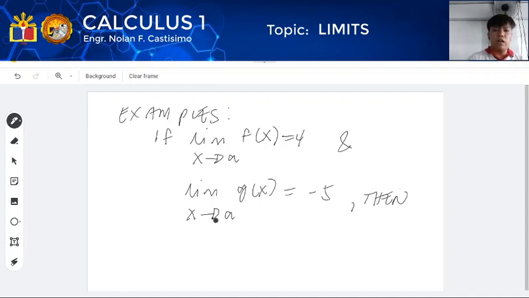So, ito, baka magtaka kayo, arrow yan ha? Hindi yan D, arrow. Nasa sulat ko na lang yan, kaya ganyan. Lagyan ko ng warning, arrow. Pati ito, arrow ito.